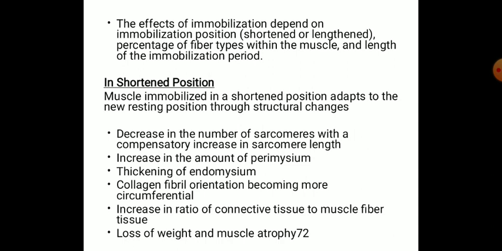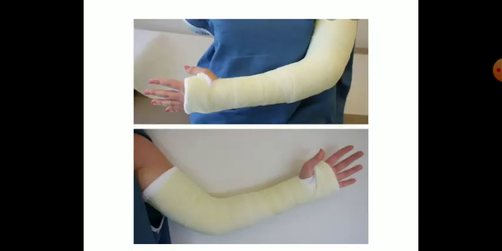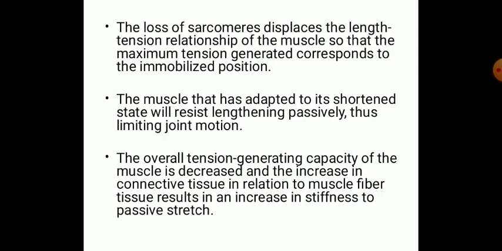All of this physiological condition can happen accompanied with muscle shortening, which is caused by immobilization. So this is a classical example. We can define how this immobilization can reduce the muscle length and how it can affect the muscle structure. The loss of sarcomeres displaces the length-tension relationship of the muscle, so that the maximum tension is generated corresponding to the immobilized position. So whenever we alter the length of that particular muscle, then that length-tension relationship can also vary.